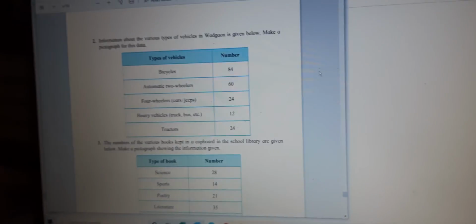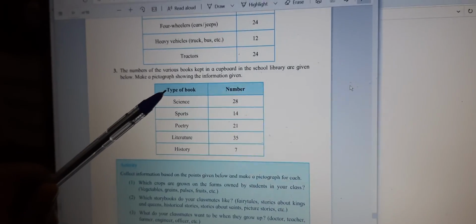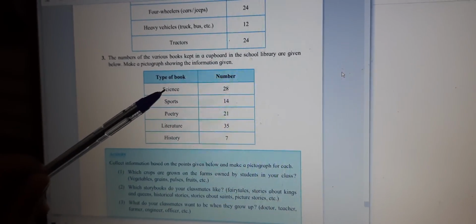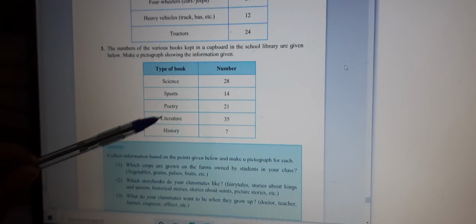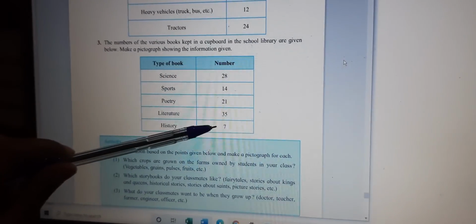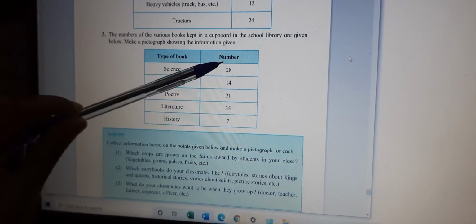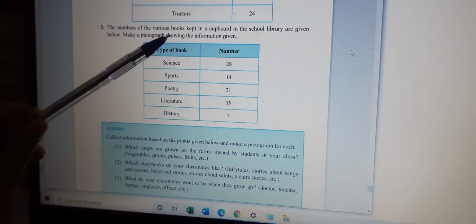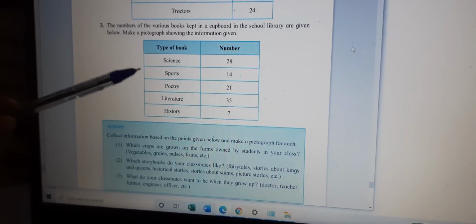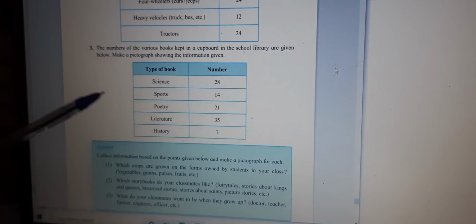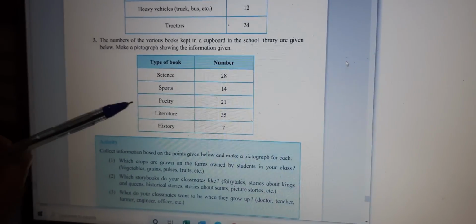Now third one I will just read, homework children. The number of the various books kept in a cupboard in the school library are given below. Make a pictograph showing the information given. Type of book is given, children, and number is given. You find out which is the number that you will take as one picture. See 7, 35, 21, 14, 28. You already got the hint, right? These two you are going to solve in your math notebook and the monitor will be checking whether you have done it or not, children.